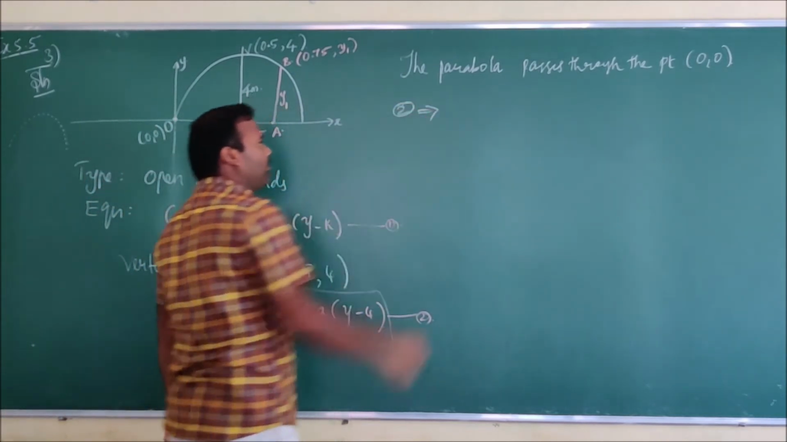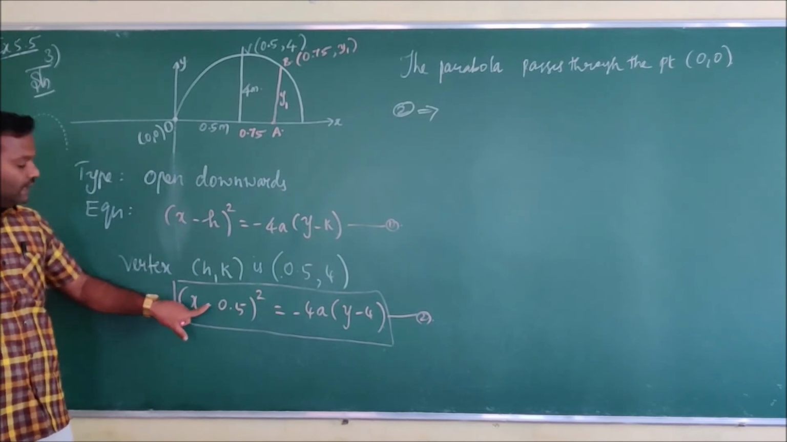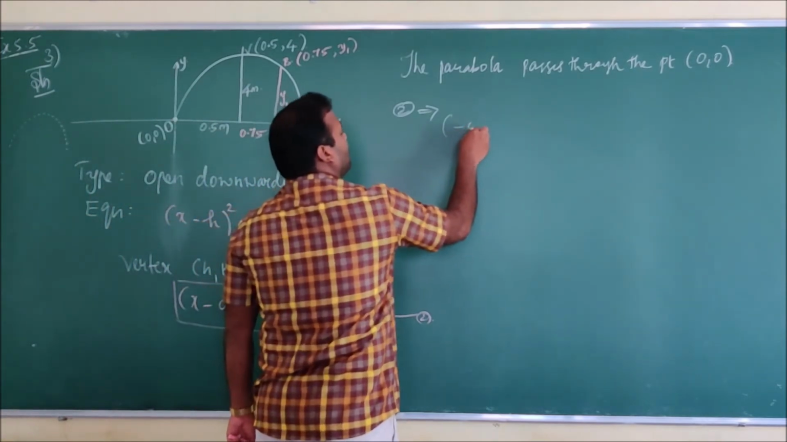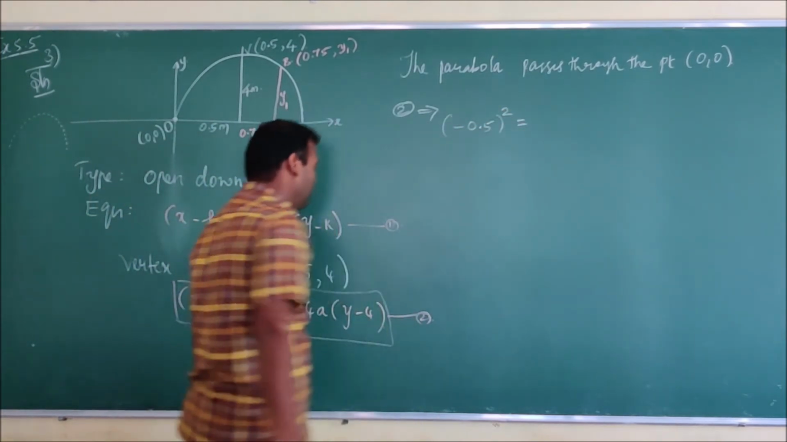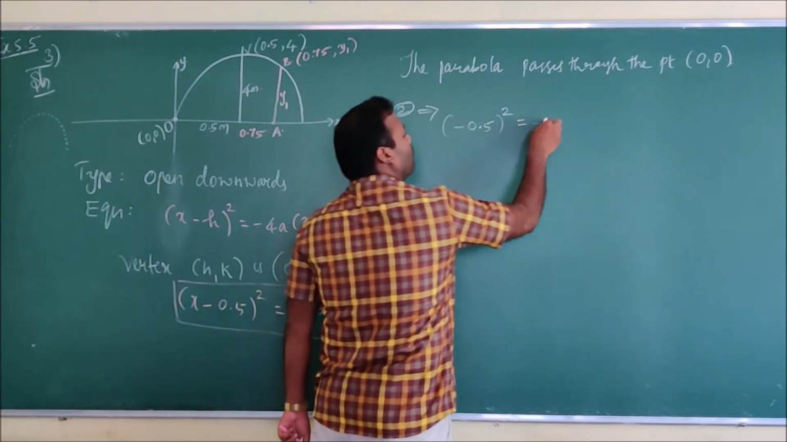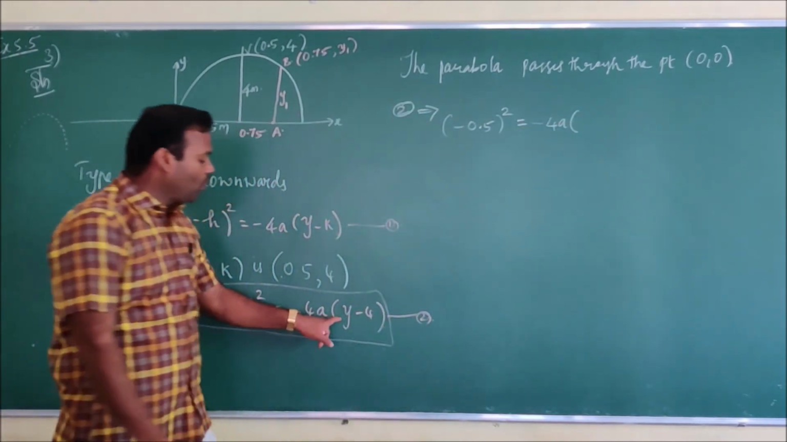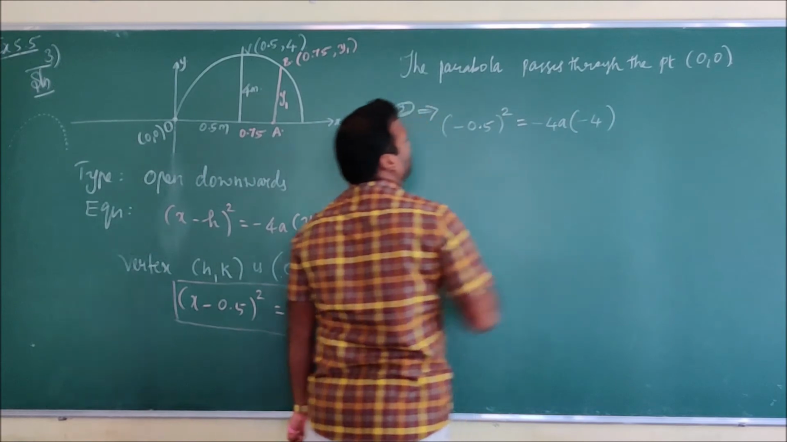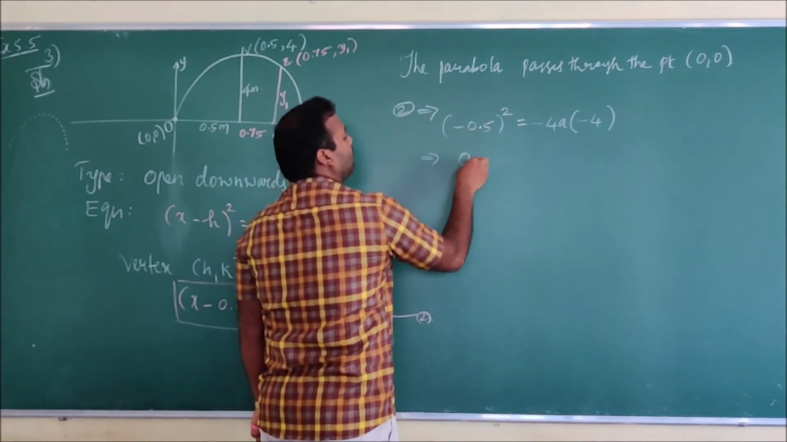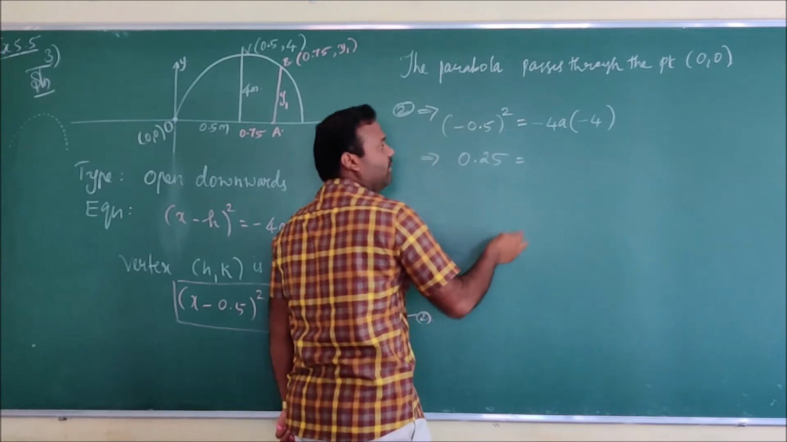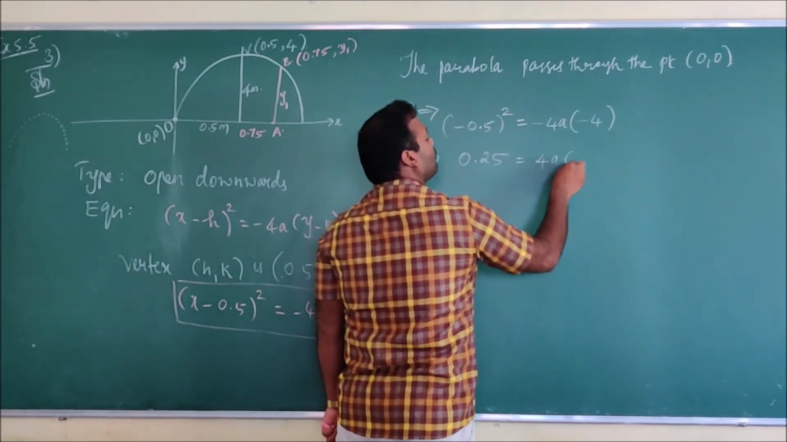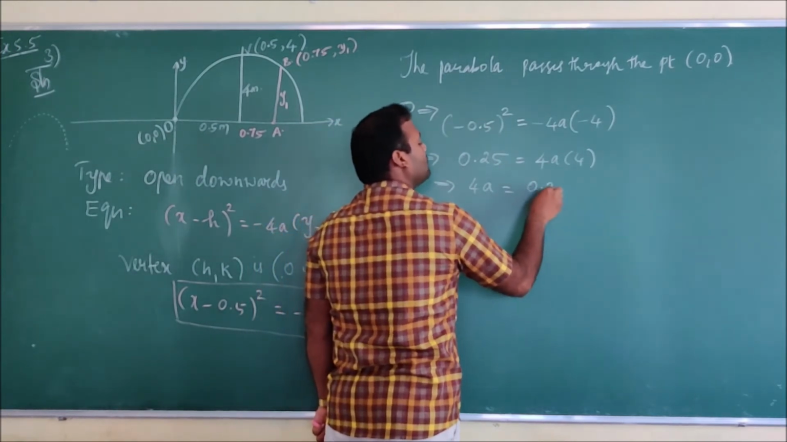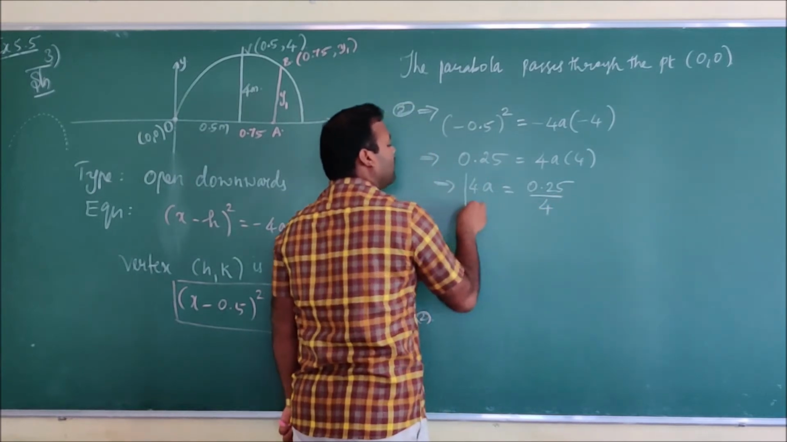So your second equation implies that if you are substituting x as 0, you will have only minus 0.5 the whole square, which is equal to minus 4a into y minus 4. What is the value of y? It is also 0. So you have minus 4. When you square this, you will get 0.25 is equal to minus into minus, plus, 4a into 4. From which you can have that 4a is equal to 0.25 divided by 4.